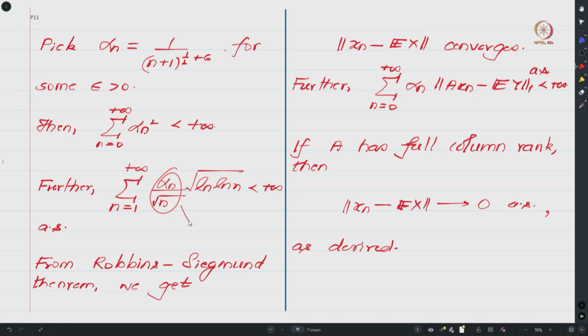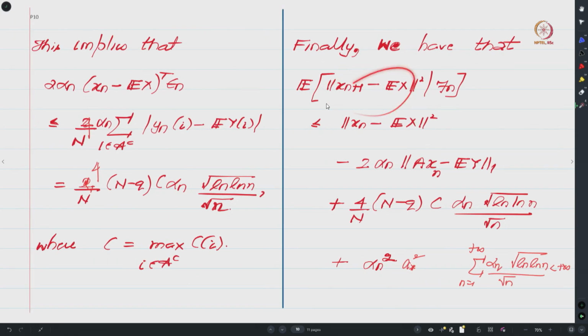On the other hand, this alpha n root n square root of log n, this alpha n over root n will lead to a term of the form 1 over n raised to half plus epsilon, and you had this square root n already sitting, so this already contributes n raised to half. So together we will have n raised to 1 plus epsilon, and because we have chosen this epsilon to be greater than 0, one can show that this sum is less than infinity, and hence one can use the Robbins Siegmund theorem to conclude that xn minus expected value of x converges, which is what you have on the right hand side.